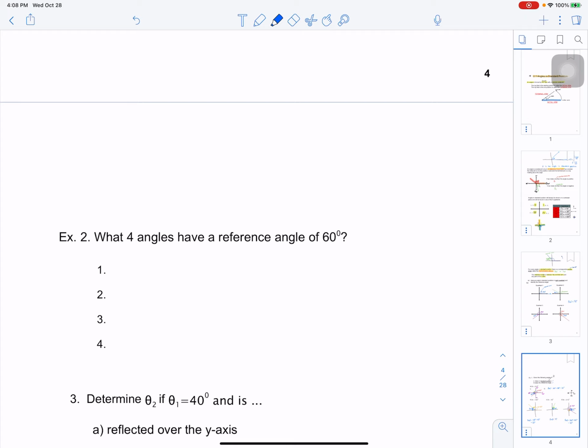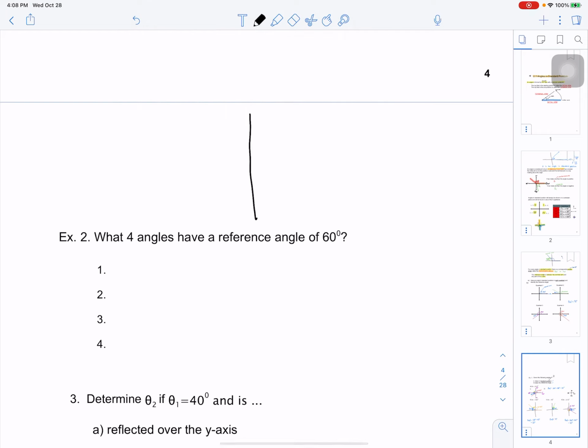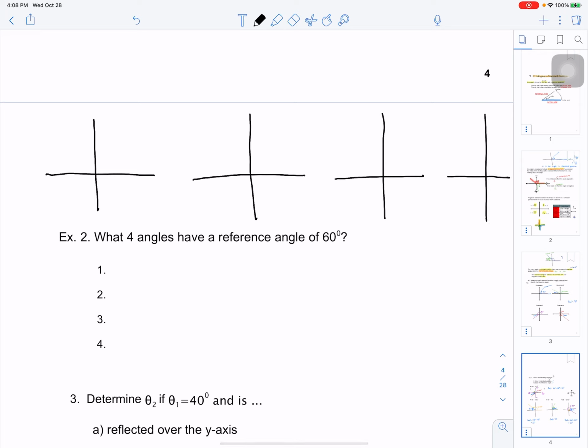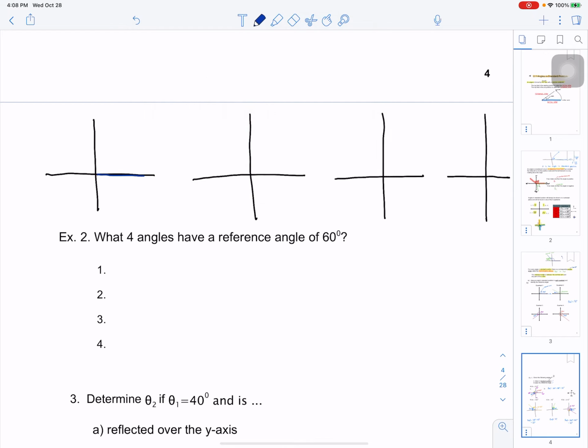Okay, what four angles have a reference angle of 60 degrees? So this is a little bit tricky because now I'm going to give you a diagram, and my reference angle doesn't depend on what quadrant I'm in, but the rotational angle will depend on what quadrant I'm in. So in all of these examples, I'm going to draw a reference angle of 60 degrees, but I'm going to draw it in the different quadrants.